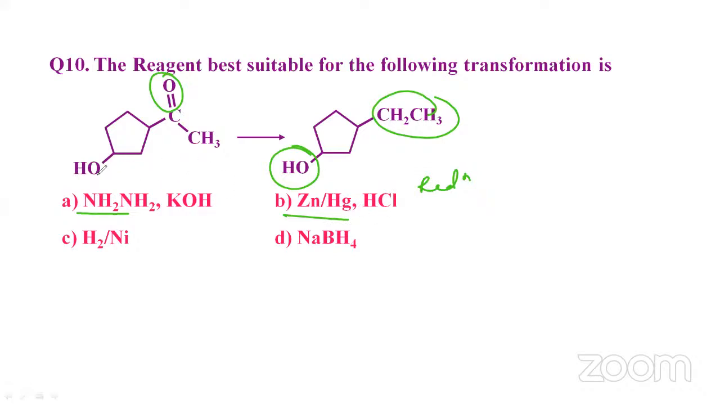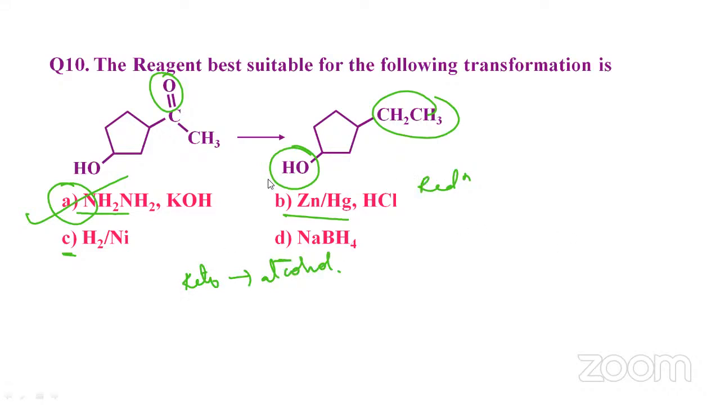But here you can see in the reactant as well as the product, the OH group is intact. What this zinc amalgam does is dehydrate this alcohol, it will remove it. So we are going to use hydrazine, because it keeps this OH group. And when we discuss C and D, these reagents directly convert the keto group into alcohol. So this is discarded.